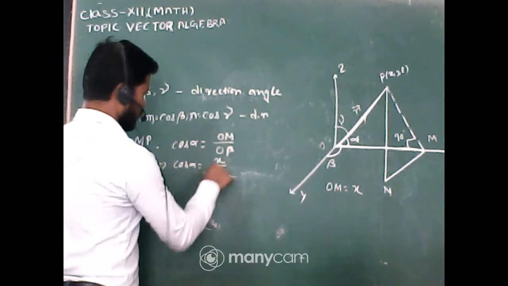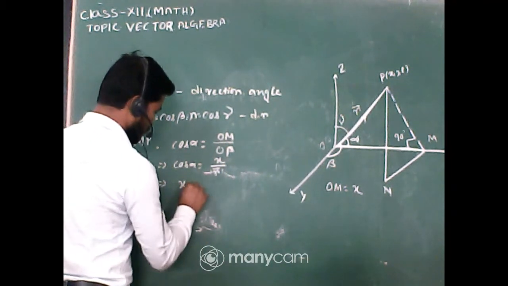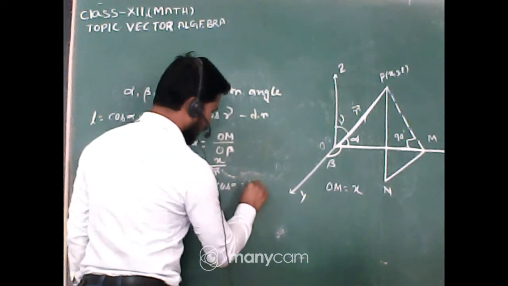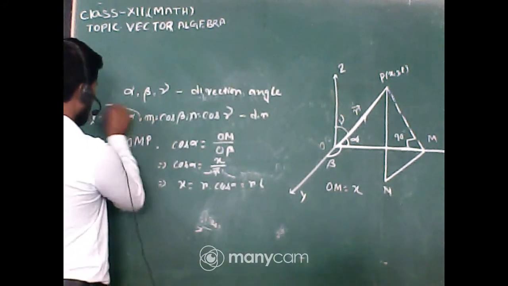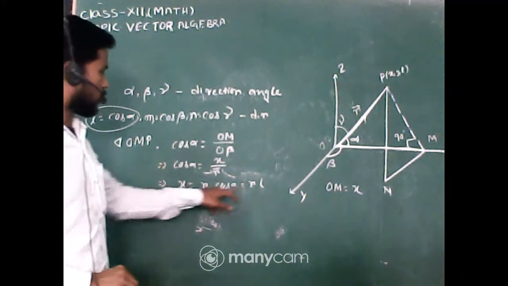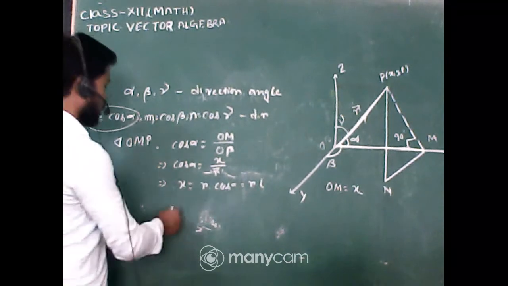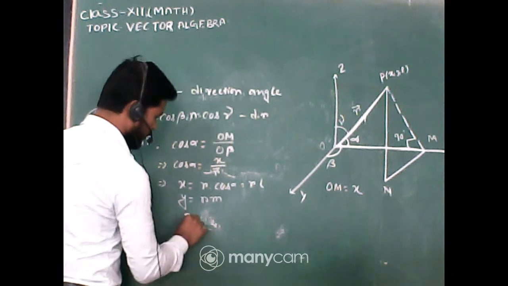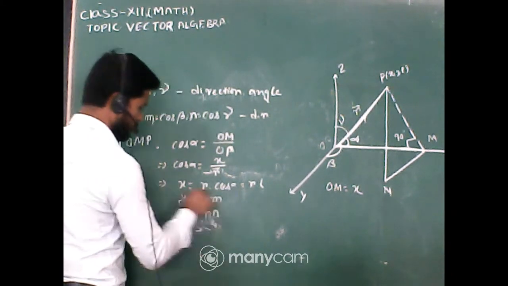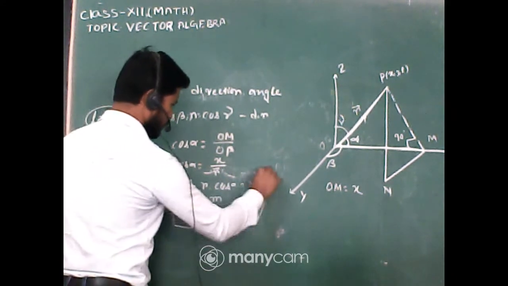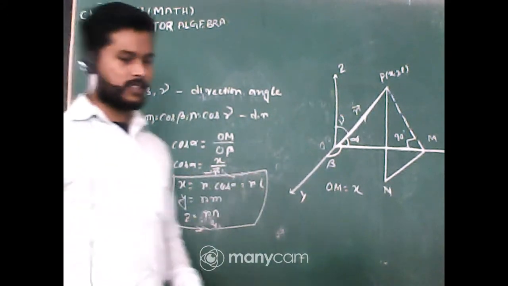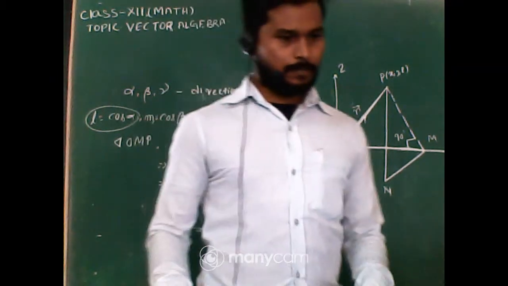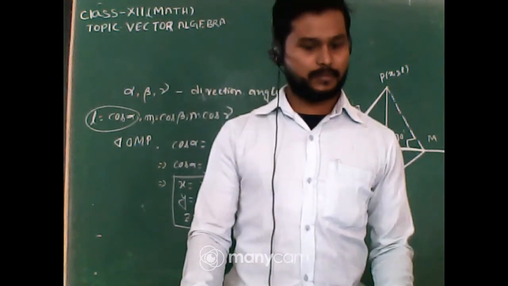Okay, so from here if I do the cross multiplication, we have R into cos alpha, which is R into L, because L is equal to cos alpha. So X is equal to RL. Similarly we can calculate Y is equal to Rm and Z is equal to Rn. Okay, so this is the relation between x, y, z and the direction cosines of the position vector of the point.